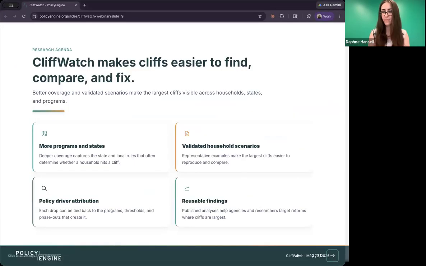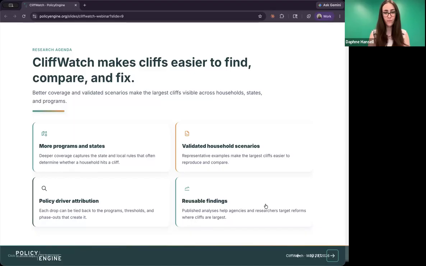One of the things that we are eager to do in the future is extend CliffWatch by adding even more programs and states. We're always expanding coverage of our policy model. So adding new states around, we have TANF recently completed. We're building more states' CCDF policies, more states' SSI state supplements. Some of these have cliffs, some of them affect the net income in a way that can affect the total width of that cliff range.